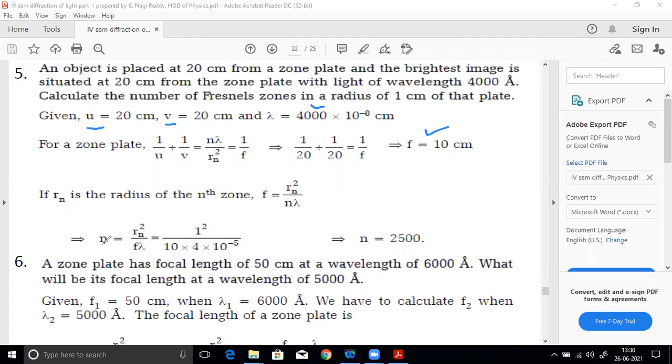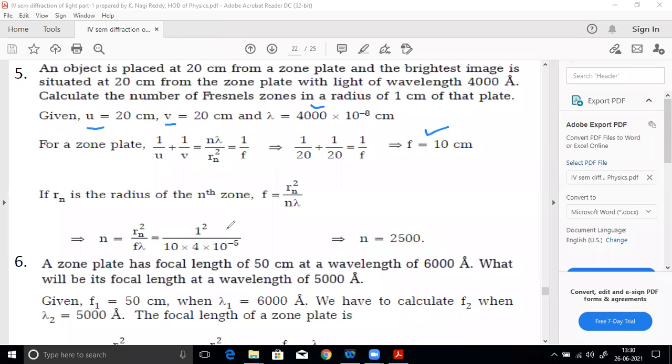Sorry, you have to find the number of Fresnel zones. So n is equal to Rn squared by f lambda. The radius is 1 centimeter, 1 squared, divided by focal length 10 centimeter, lambda 4000 angstroms. Convert it into centimeter, and you will get 4 into 10 to the power of minus 8. From this you will get n is equal to 2500.